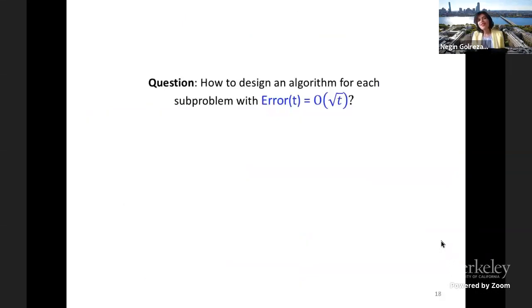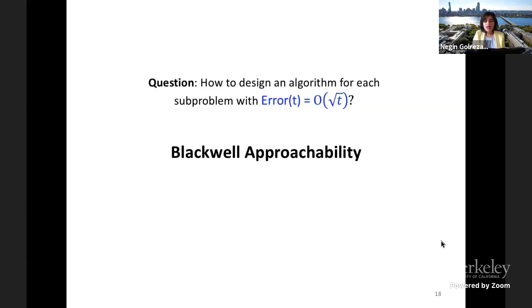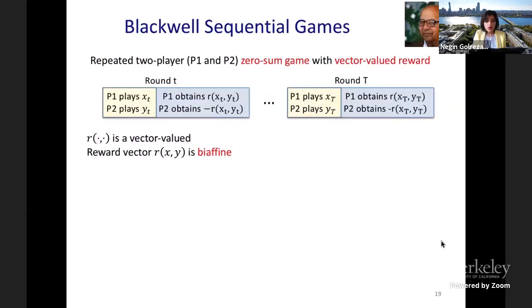But I think there's a main question here: how am I going to design an algorithm for every subproblem with the error of t in the order of a square root t? And the answer to that question is Blackwell approachability. So we are going to use Blackwell approachability to handle that. Let me walk you through Blackwell approachability.